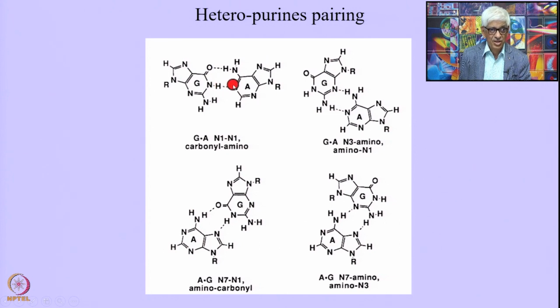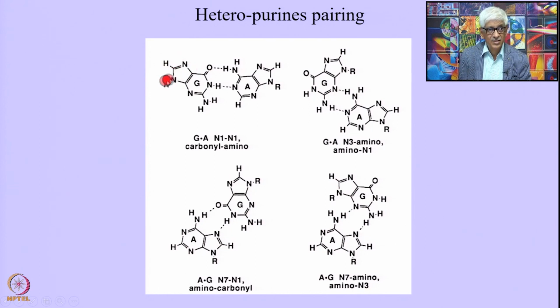So this is the N-H...N hydrogen bond, and this is the N-H...O hydrogen bond. So this was G-A, N1 carbonyl amino. These are both N1 positions there, and these are G and A. Notice here in the case of G there is a proton here, as I indicated earlier, and what is present in the case of A?